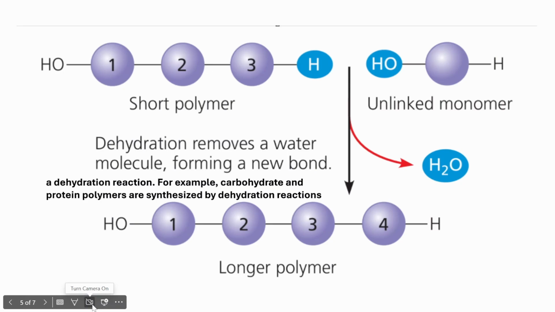Each reactant contributes part of the water molecule that is released during the reaction. One provides a hydroxyl group while the other provides a hydrogen. This reaction is repeated as monomers are added to the chain one by one, lengthening the polymer.